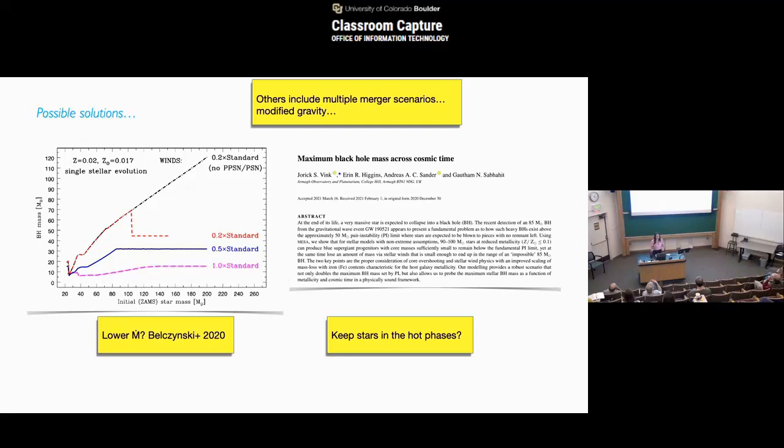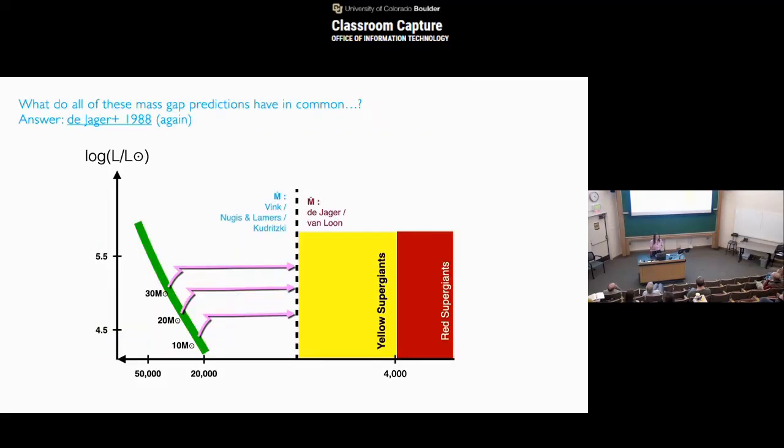There's been other theories, including multiple merger scenarios. So maybe the stars have already undergone merging, but you would need 2 sets of mergers to then merge again. It maybe is a little contrived. Some people have suggested some sort of modified gravity theory, which is, again, one of the more exotic takes. So people are trying to figure out how we're seeing stars there. What do all of these mass gap predictions have in common? It's the de Jager prescription again.